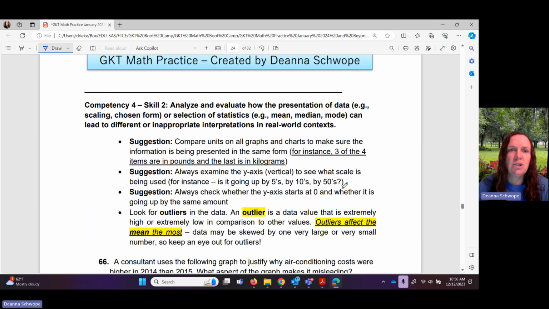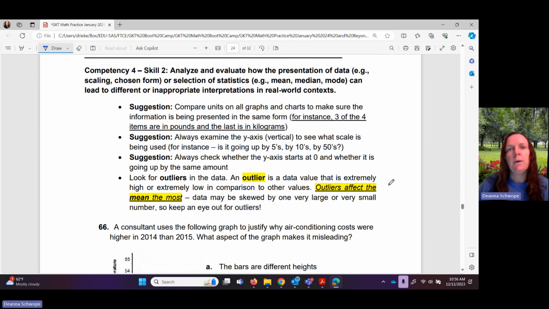Next section, Competency 4 Skill 2, analyze and evaluate how the presentation of data, example, scaling, chosen form, or selection of statistics, mean, median, mode, can lead to different or inappropriate interpretations in real-world contexts.